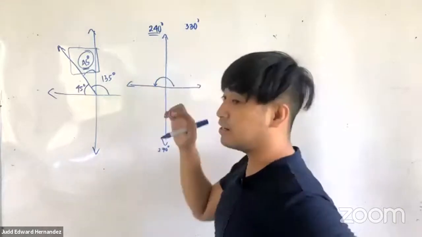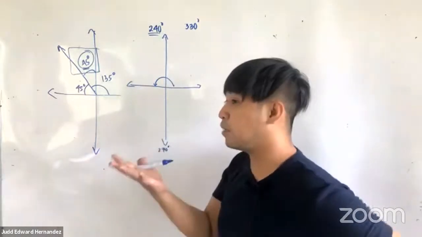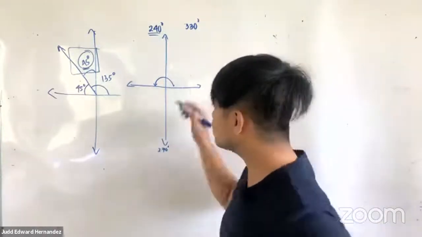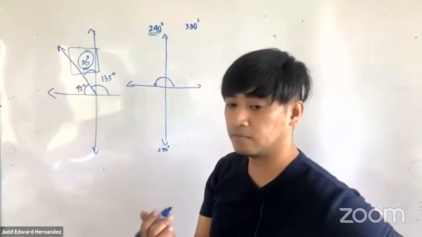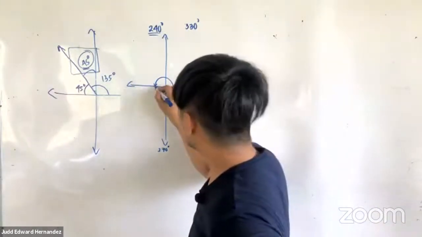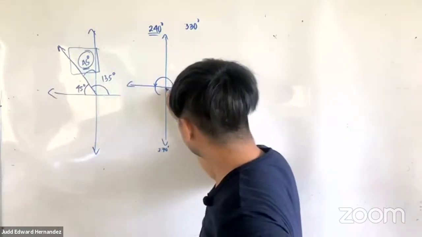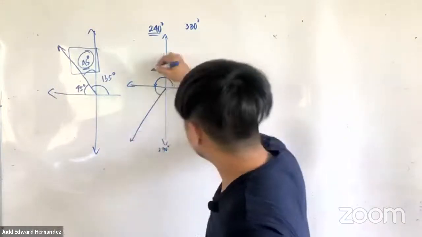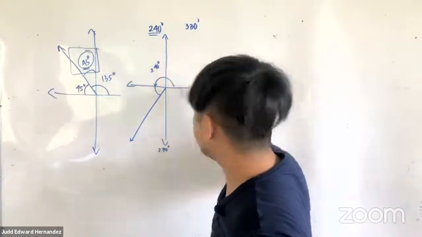Ilan pa yung kailangan ni 180 para maging 240? So that we could graph the angle. 60 po. Ilan po? 60. So, magdagdag tayo ng 60. This is now 240 degrees.